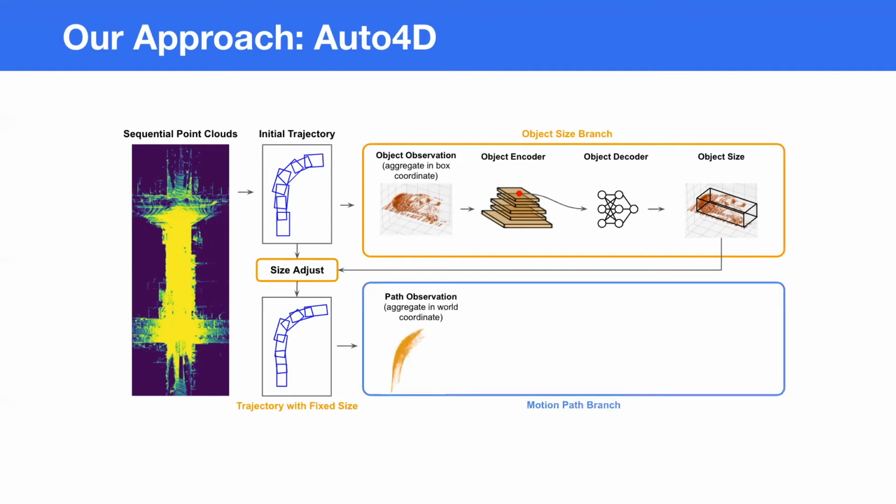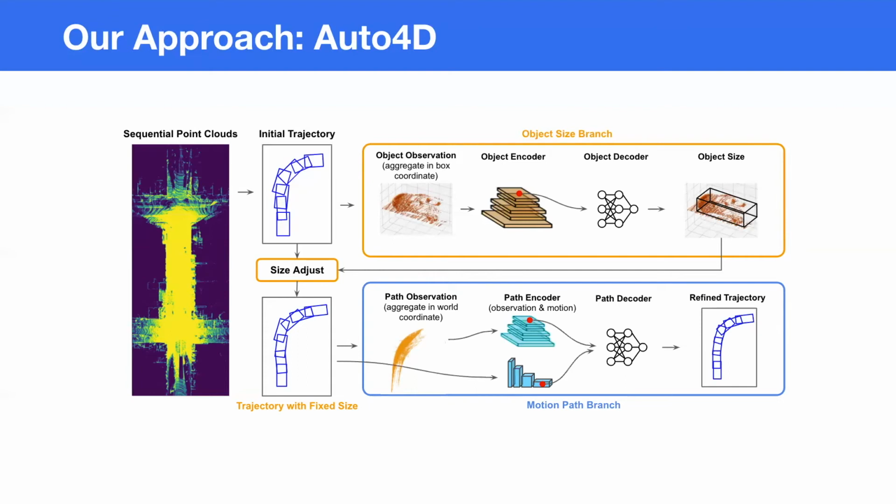We then aggregate the object observations again, but in the world coordinate system this time, to preserve the original motion information. We extract LiDAR observation features and exploit object motion features from the path and learn to refine the object pose at each time step.